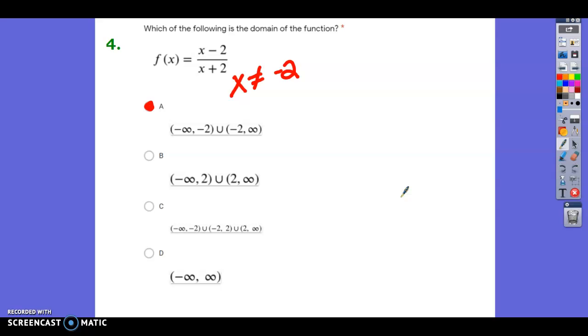Okay. Which of the following is the domain of the function? So I look at the denominator and I see we've got an issue at x equals -2. When I input a -2 in for x, it doesn't matter what the value in the numerator is going to be because it's going to be over 0, and that is undefined. The function is undefined there. So we have to pull -2 out of our domain because it's not in the domain. And that's why the answer is A.